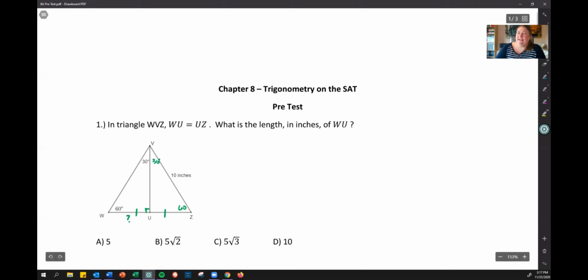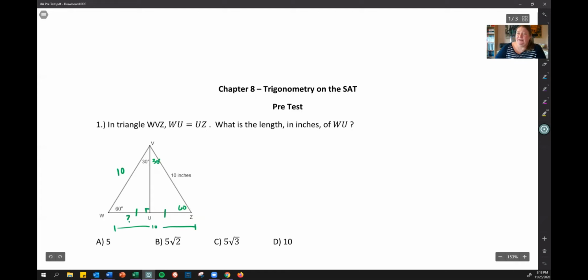And what we can really see is that this is going to end up being the whole triangle, WVZ. If you were looking at this as one big triangle, it's going to be equilateral because any triangle that has the three angles of 60, 60, 60 is always going to be equilateral. So if this side is 10, well then this side is 10, and then this side is 10.